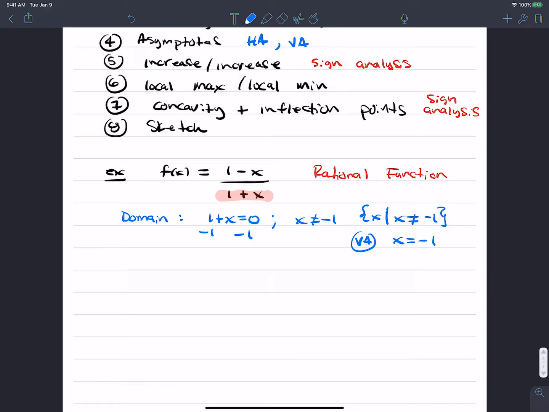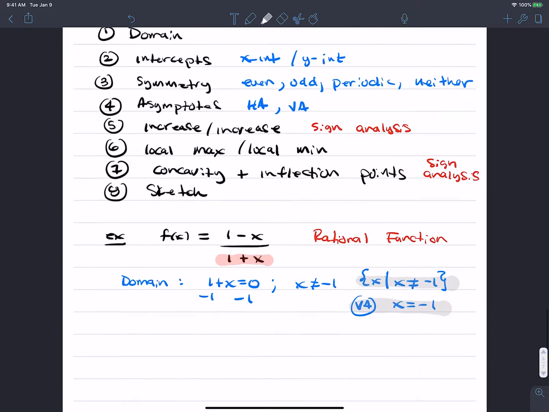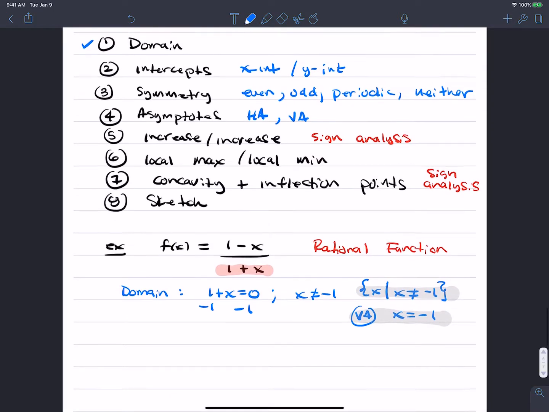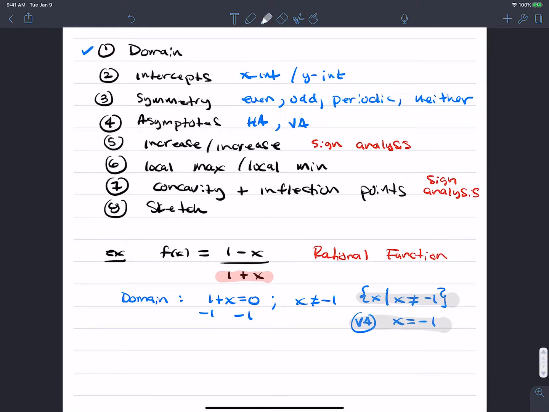So we're going to use the domain and the fact that our vertical asymptote is at negative 1. And this is the first part. We're finding that domain here, right up here. So we check that off the list. And the second part here is going to be to find our intercepts. So we're going to need x-intercepts and y-intercepts. So go through your procedures for finding both those x and y intercepts.